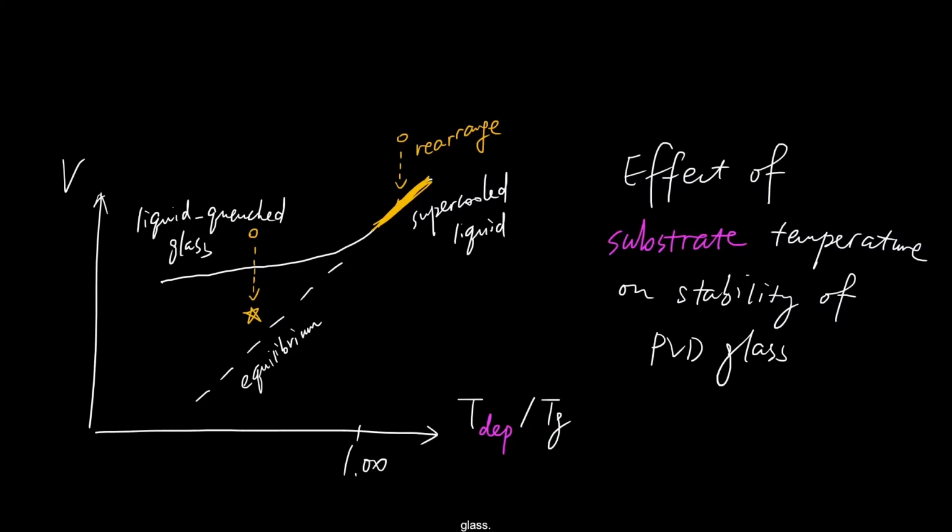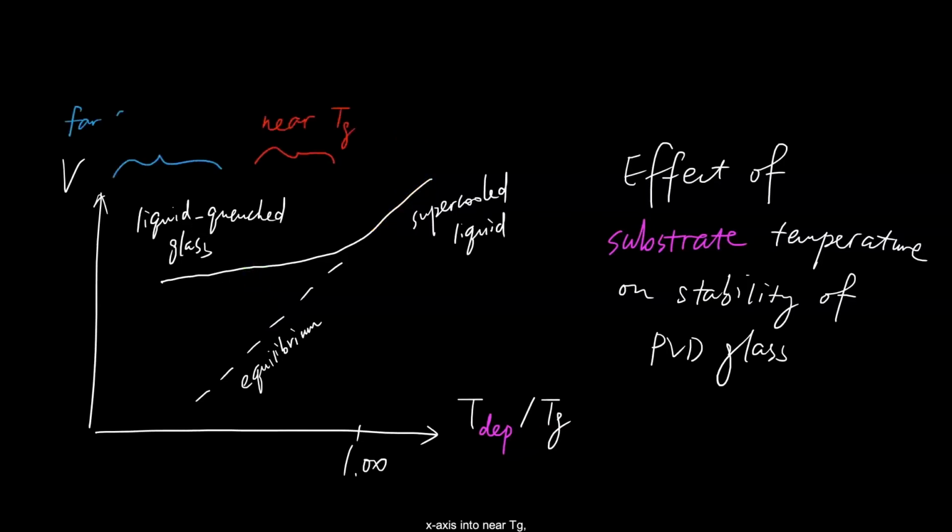Just a bit of recap. The volumetric difference between liquid quenched glass and the vapor deposited glass tells us how stable the latter is. We can further divide the x-axis into near Tg, and far from Tg. On the higher temperature side, the surface molecules have higher mobility to rearrange, but there isn't really a big gap between the energy of liquid quenched glass and the extrapolated supercooled liquid, so here is the density increase of vapor deposited glass compared to liquid quenched glass.